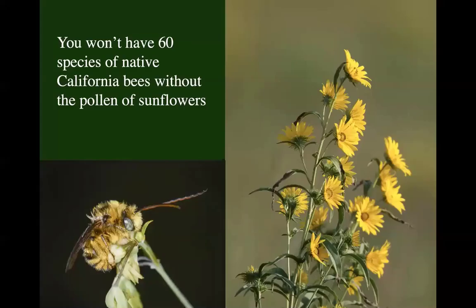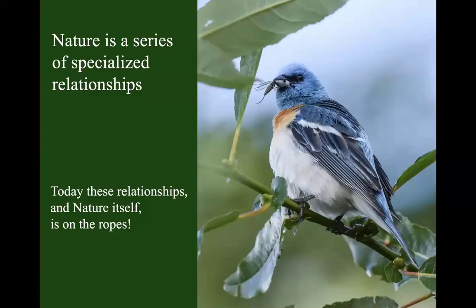You won't have 60 species of California native bees without the pollen of sunflowers. Pollen specialization is very, very common in our native bees. We have about 4,000 species of them, and over a third of them are specialized on particular plant genera. So nature really is a series of specialized relationships.